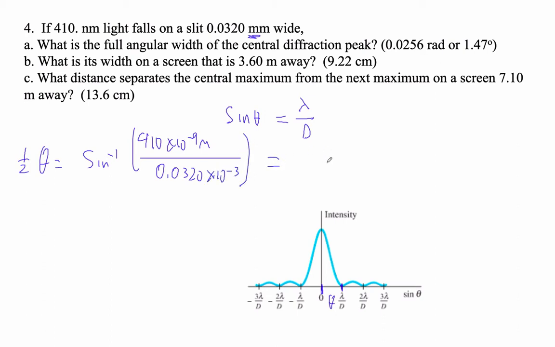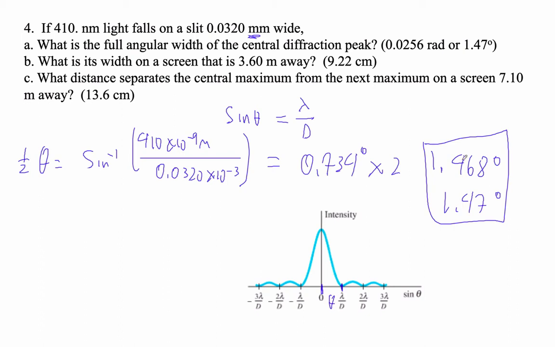Okay, so half of the angle, we can do this. I don't know why I do that. I think I just don't trust myself. So I'm going to do half the angle and then multiply by 2. Inverse sine of 410 times 10 to the minus ninth divided by 0.032 times 10 to the minus third is 0.734 degrees, and multiplying by 2 is equal to 1.468 degrees, or 1.47 degrees.